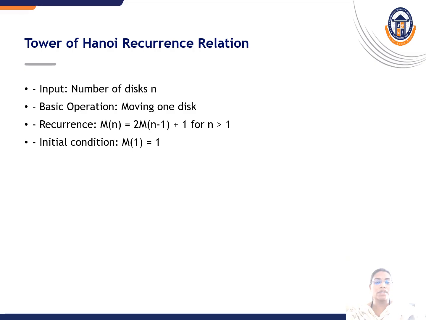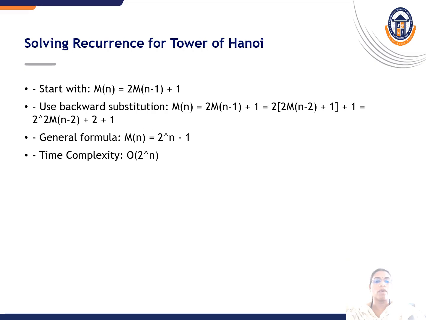The recurrence relation for Towers of Hanoi: the input is the number of disks n. The basic operation is moving one disk. The recurrence is M(n) = 2 * M(n-1) + 1 for n greater than 1. The initial condition is M(1) = 1.